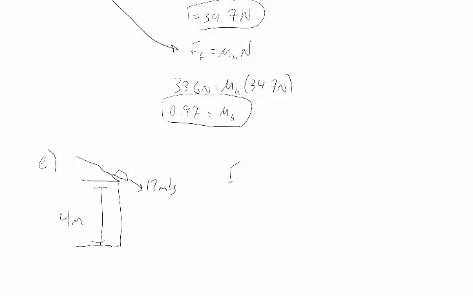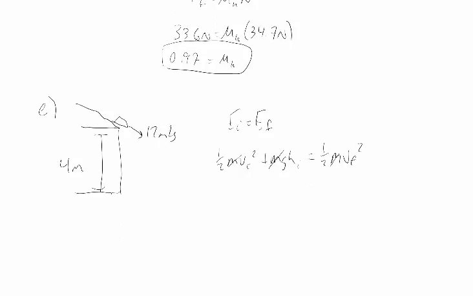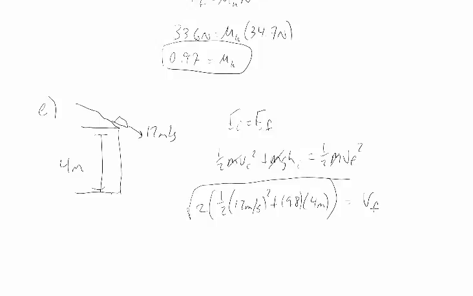So if that's the case, you get, again, energy initial is equal to energy final, or 1/2 m v initial squared plus m g h initial is equal to 1/2 m v final squared. Again, this time all the masses cancel out, and we get 1/2 times 12 meters per second squared plus 9.8 times the height, which is 4 meters. And we have to multiply that all by 2 and take the square root of everything. And that will give us v final. I just did a bunch of algebra there.